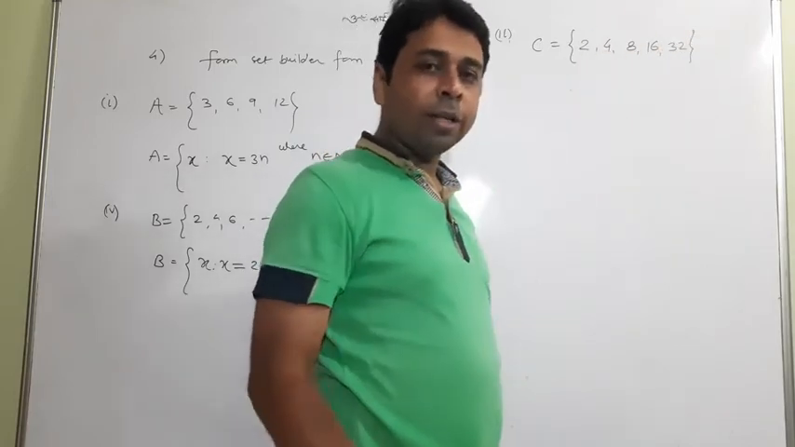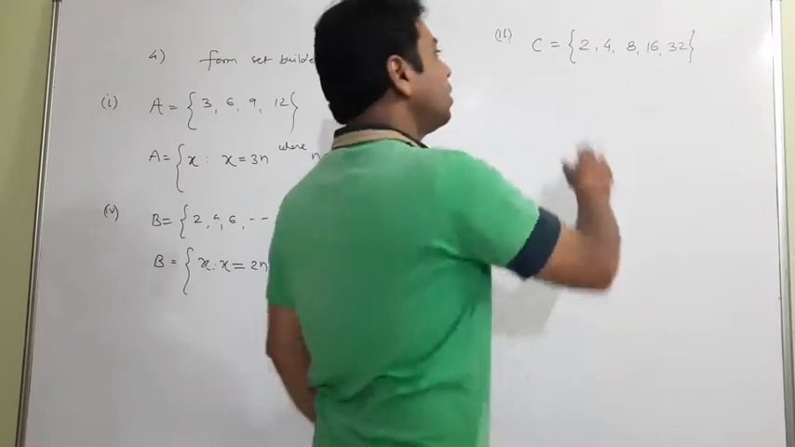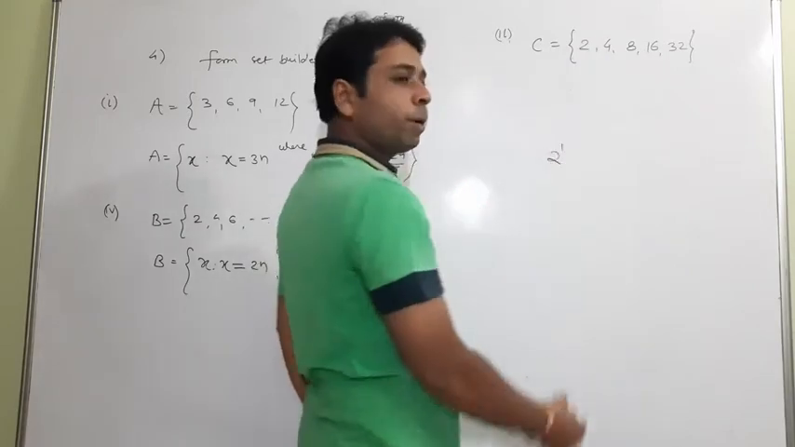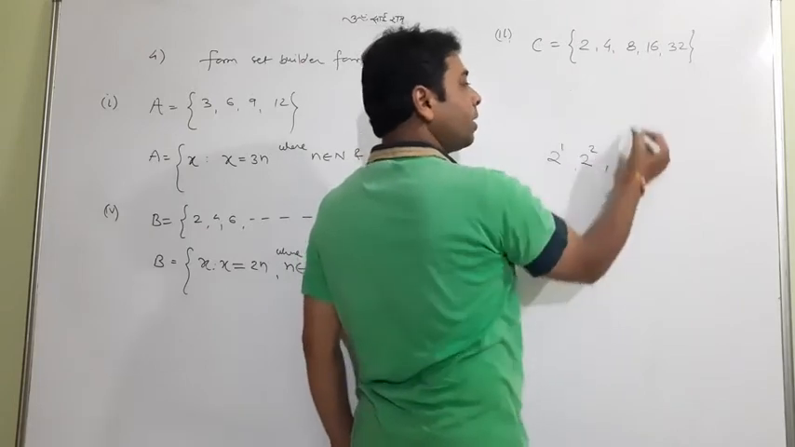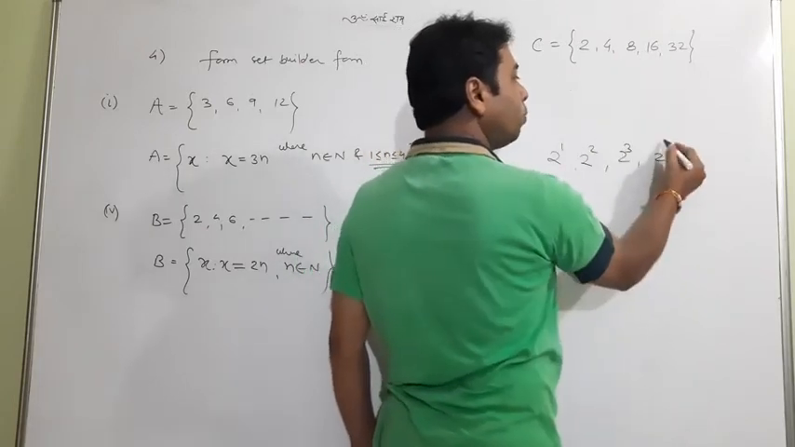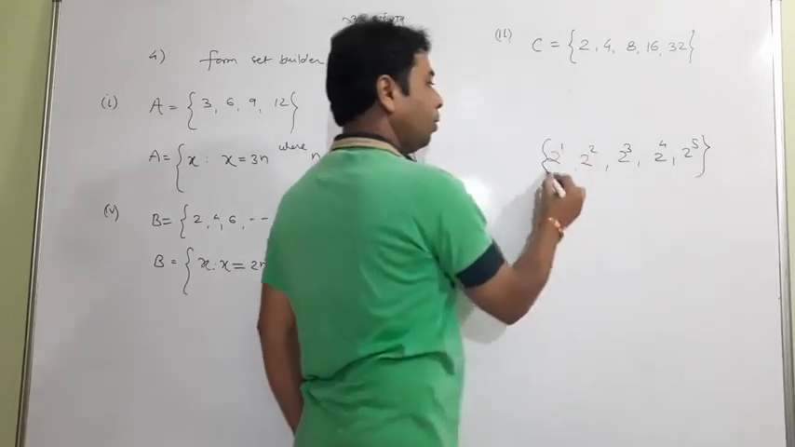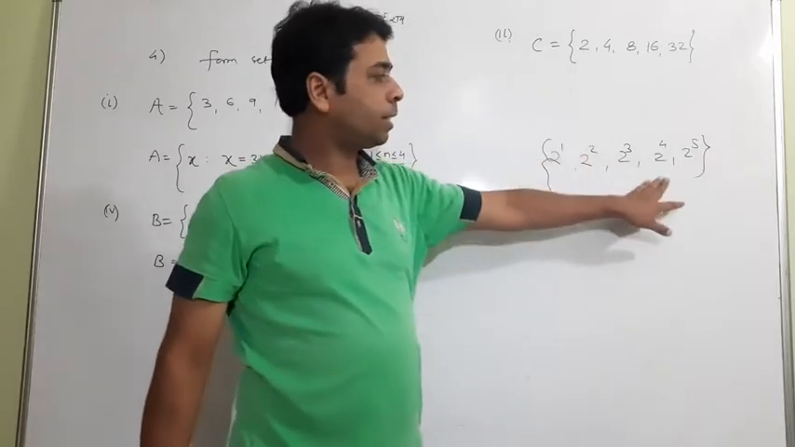Or in the second way, in rough work, in the extra section, you can see that it is 2 to the power 1. It is not 4, it is 2 to the power 2. It is not 8, it is 2 to the power 3. It is 2 to the power 4. It is 2 to the power 5. Enough. Alternatively, you can write this like that.